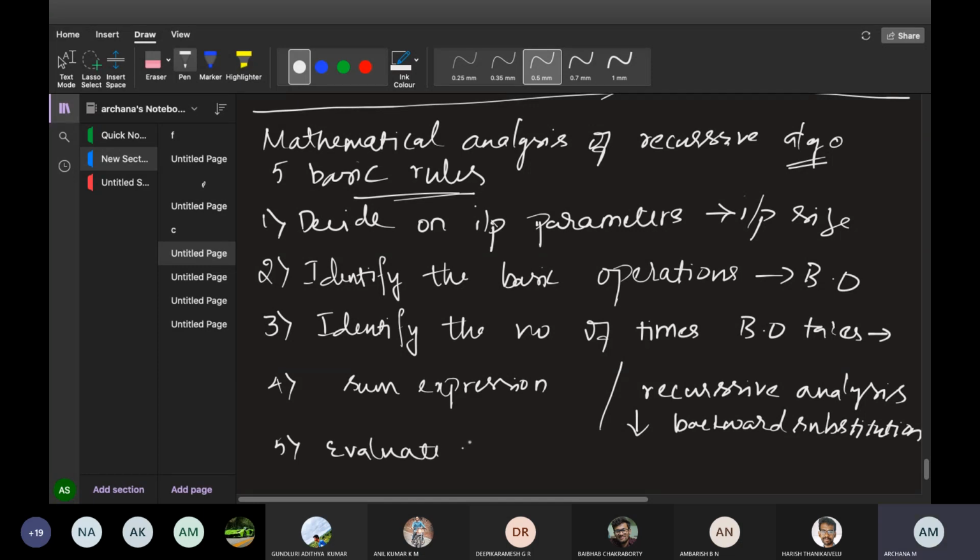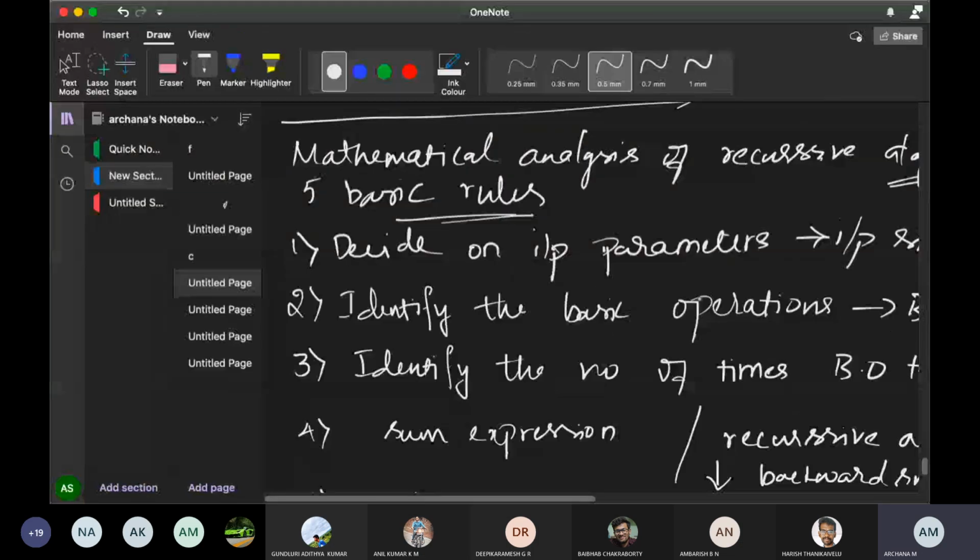Okay, this is what the 5 important basic rules we need to follow when we are using a recursive algorithm. Okay, go through this recursive steps whichever I am telling now. This is very important. Even they will ask you for either 4 marks or 5 marks question. They'll ask you explain the recursive plan or recursive rules, whatever you are following to analyze the algorithm. Go through this.